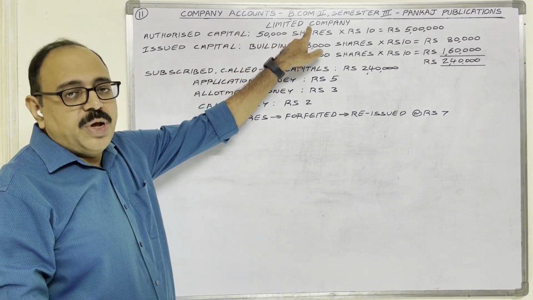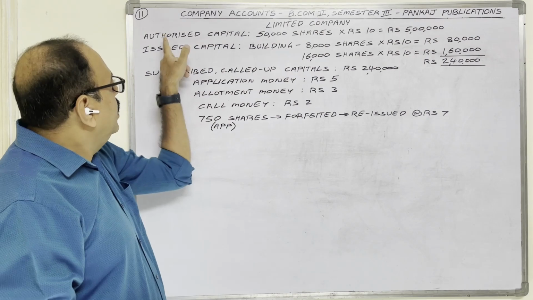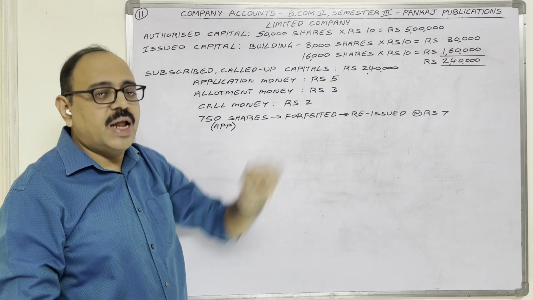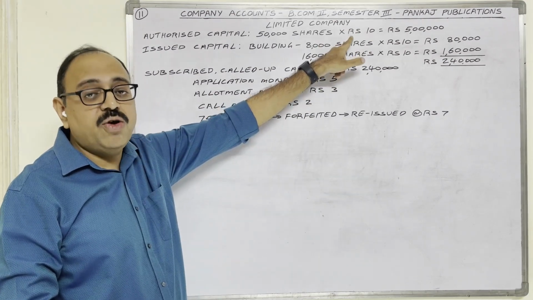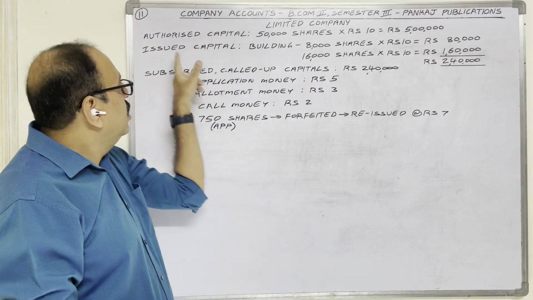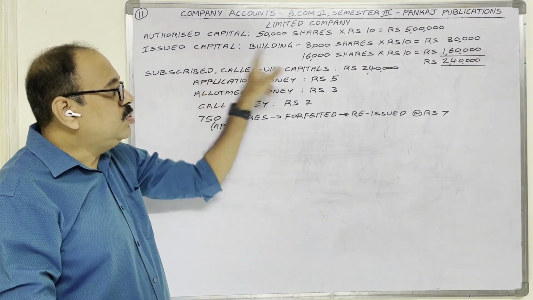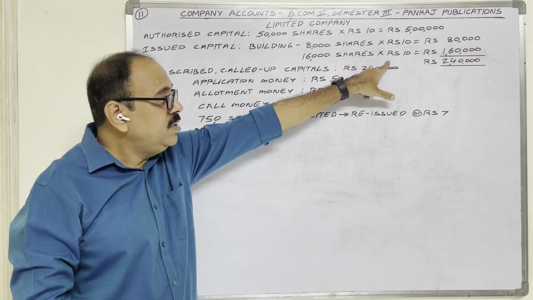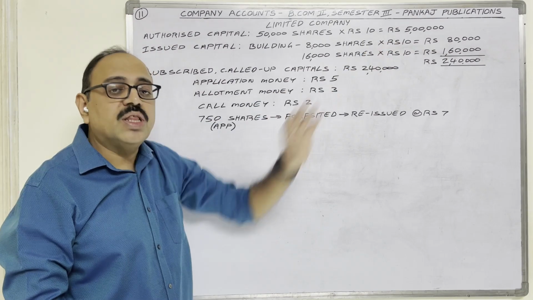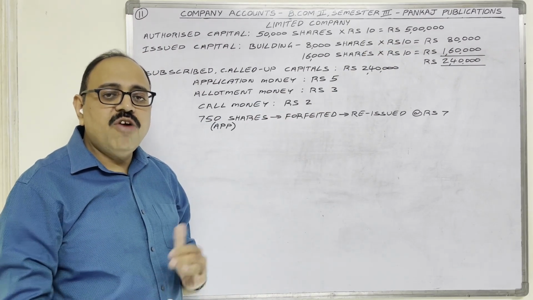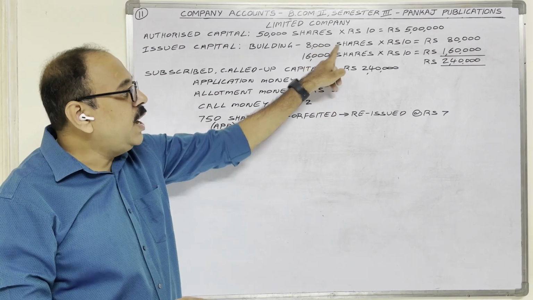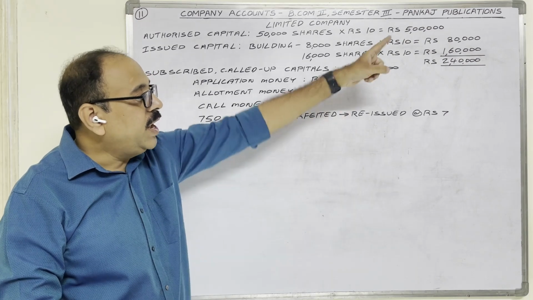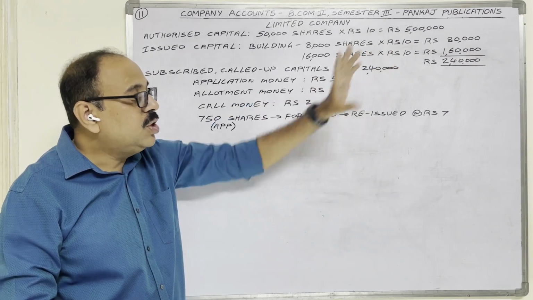There is one limited company, a public limited company. Its authorized capital is 50,000 shares at the rate of 10 rupees each, 5 lakh. Here 10 rupees is known as the face value or par value of the share. Issued capital: the company issued 16,000 shares to the public at 10 rupees each, and the company purchased a building worth 80,000. In return, instead of paying money, the company is issuing 8,000 shares at 10 rupees each. So total issued capital is 80,000 plus 1,60,000, that is 2,40,000.